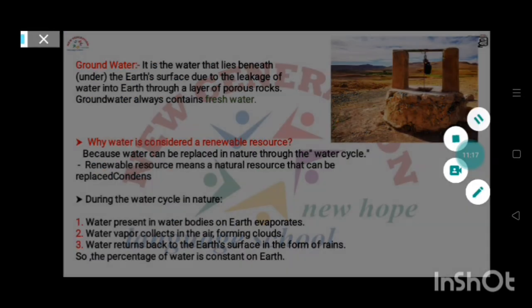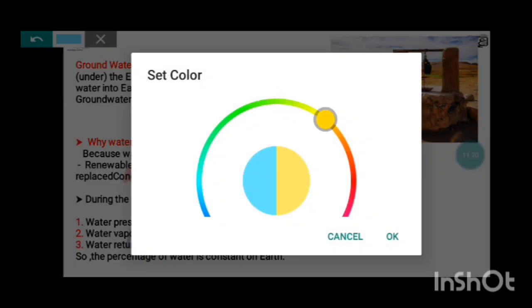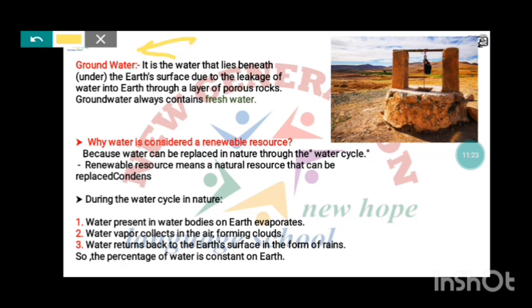And according to groundwater, it is the water that lies beneath, or under, the Earth's surface due to the leakage of water into Earth through a layer of porous rocks. Groundwater also contains fresh water. So again, groundwater is underground water, like this.